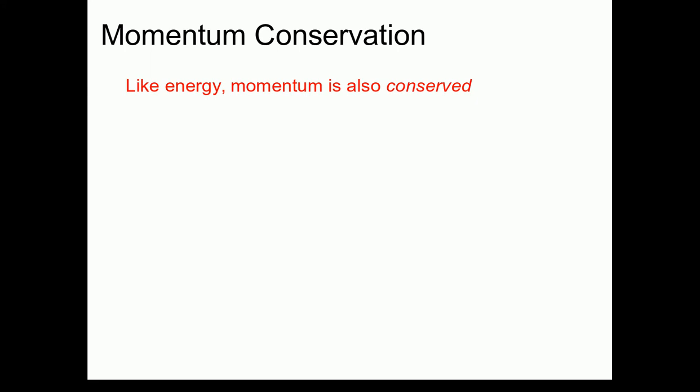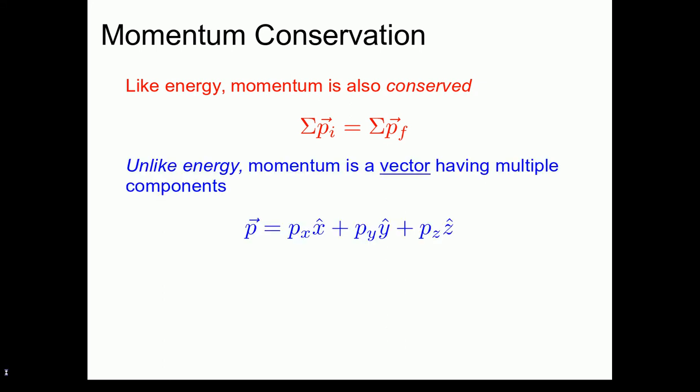Like energy, momentum is also a conserved quantity. The sum of all the momenta before some process must be equal to the sum of all the momenta after the process. Unlike energy, however, momentum is a vector quantity, having multiple components. Here we have a momentum vector expanded out into its components. You have an x component, a y component, and a z component. When we say that momentum is conserved, we mean that each component is conserved separately.